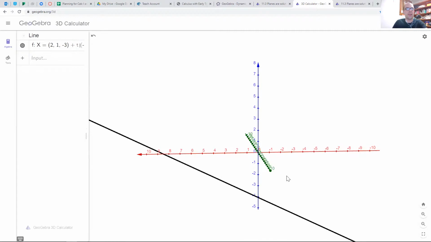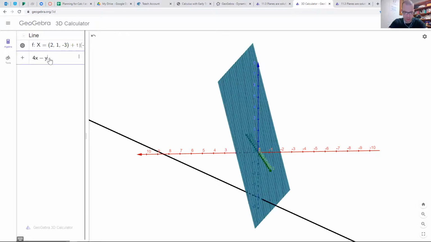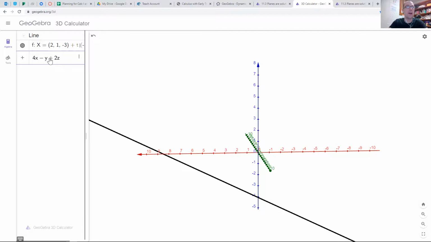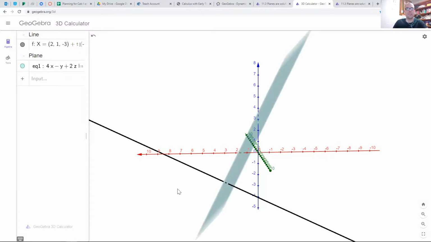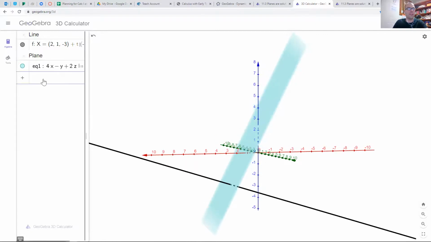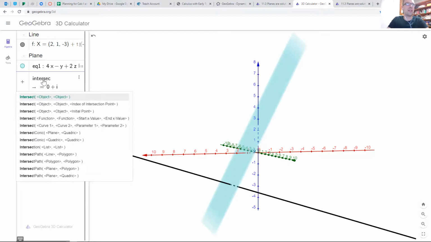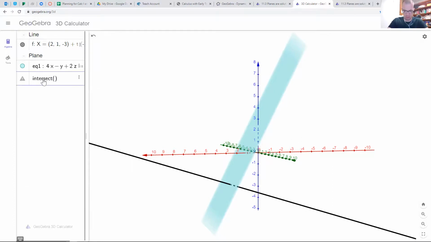So the plane that we're interested in is 4x minus y plus 2z equals 5. Boom. And then the point of their intersection, I'm just going to cheat, intersect, so I don't have to type in the point. Or actually, just kidding, I'm going to do it that way.